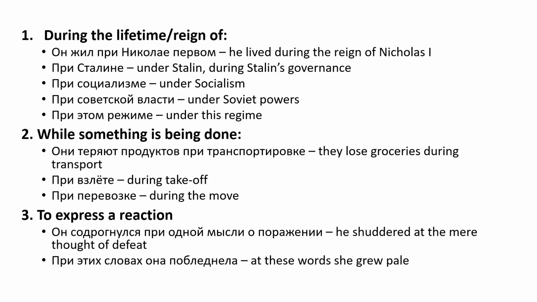So pri жизни Анны would be during Anna's life, and pri Сталине would mean under Stalin's reign, under Stalin's government. And then pri социализме, it can also refer to political movements. So при этом режиме, under this regime. And then we have при советской власти, under Soviet powers, or while Soviet leaders were in power.